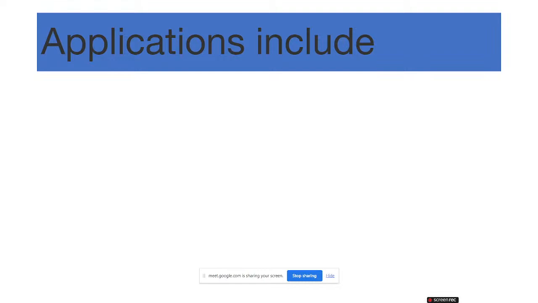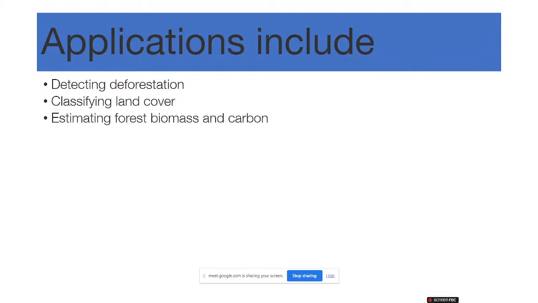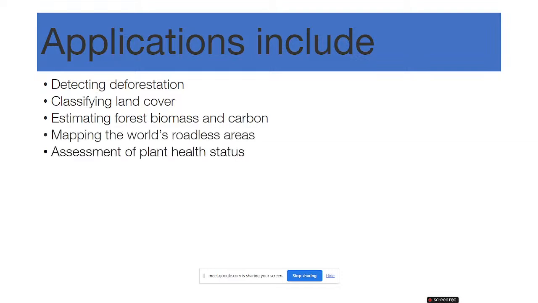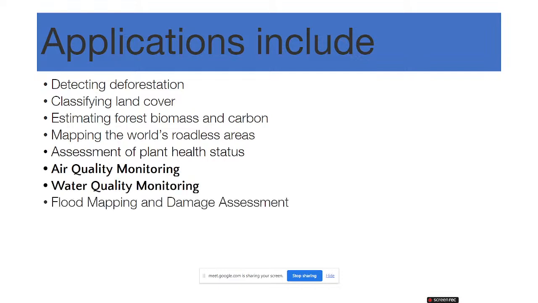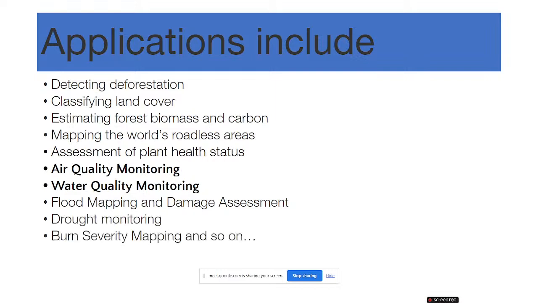So here I mentioned some applications, such as detecting deforestation using this platform, as well as classifying land cover, then estimating the forest biomass and carbon, and then mapping the world's roadless areas. We can also do the assessment of plant health status. We can also do air quality monitoring and also water quality monitoring. We are also doing flood mapping and damage assessment using this platform, growth monitoring, burn severity mapping, and so on.